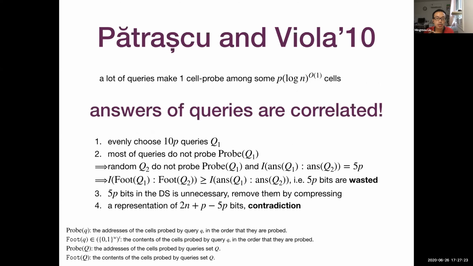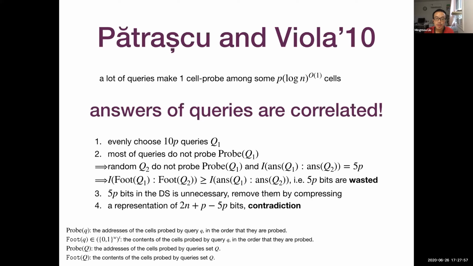The proof of the round elimination lemma is an encoding argument. We show that if the set of cells probed by some queries is disjoint from some chosen cells, we can compress the whole database, achieving a too-good-to-be-true representation. This is feasible since the answers of the queries are correlated. So we can publish some cells probed by some queries to save memory access.